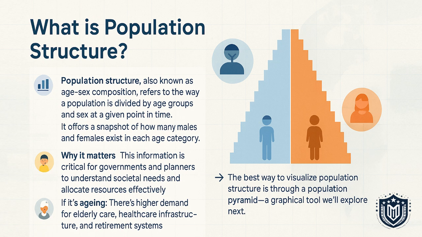The most effective way to visualize this data is through something called a population pyramid. These charts not only show the current structure, but also help predict future demographic trends, which we'll explore next. So let's dive deeper and learn how to read and analyze these powerful tools.